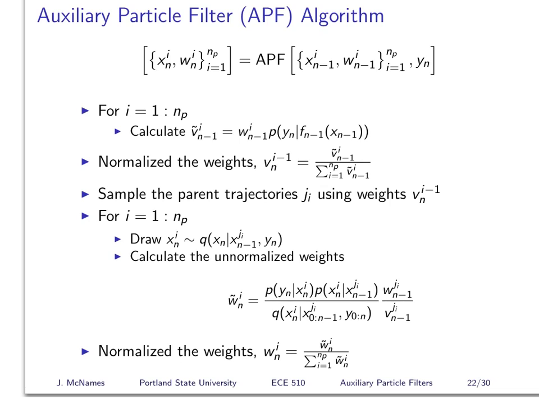So the first step is go through and calculate your parent weights. Figure out how important the parents are. Normalize those weights so that they sum to 1, as always. And then sample the parent trajectories using those weights. And this is the same sampling algorithm that we used to do resampling in the earlier algorithms that all of you have worked with. So this is the same, it's just that it's using the parent weights to select parent trajectories rather than the particle weights to select the total trajectories. So that's the only difference.